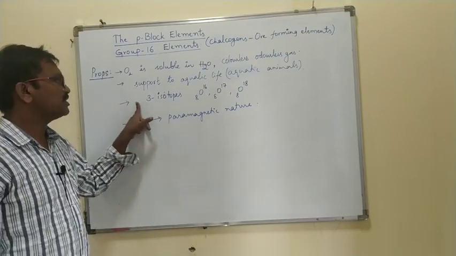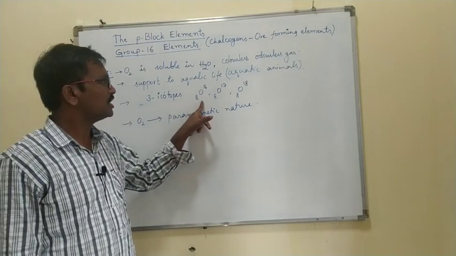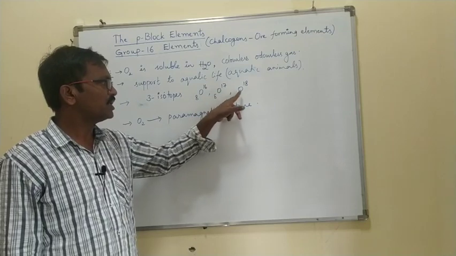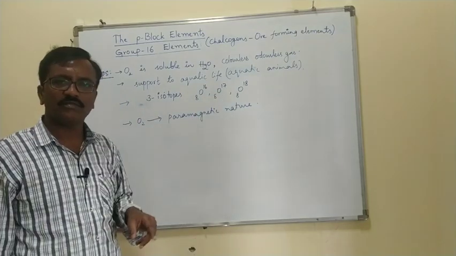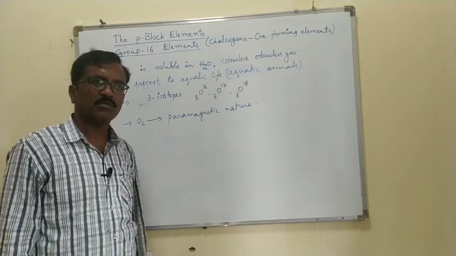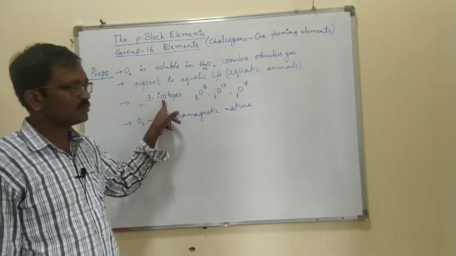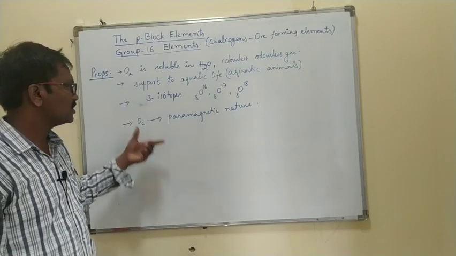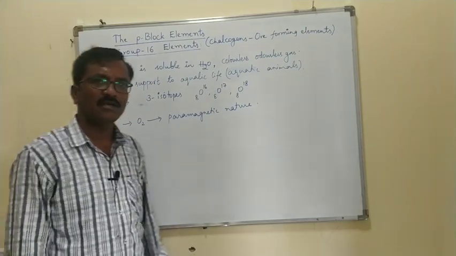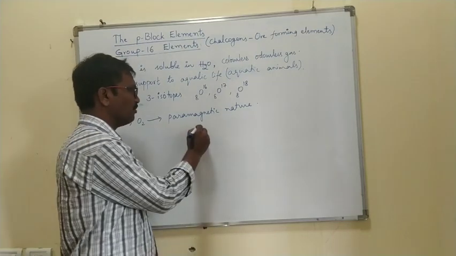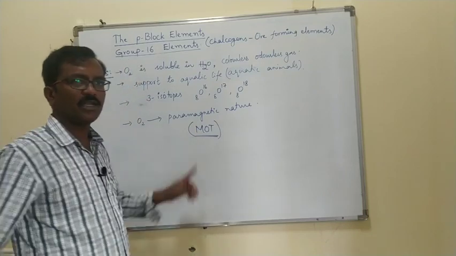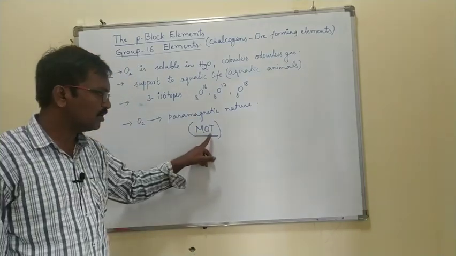Right. Oxygen generally exists in 3 isotopes: O16, O17, O18. What is the meaning of isotopes? Same atomic number but different atomic mass. Generally you call it an isotope. So oxygen exists in 3 isotopes. Oxygen generally shows paramagnetic nature based on MOT theory, molecular orbital theory, which you have studied in P1 chemistry.